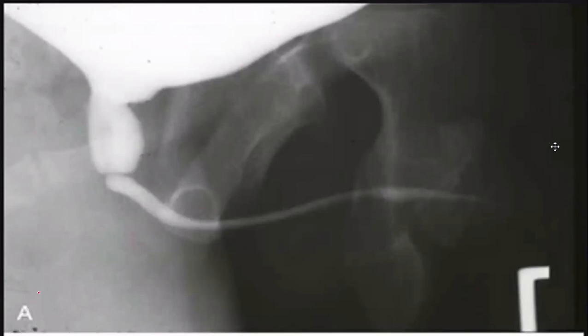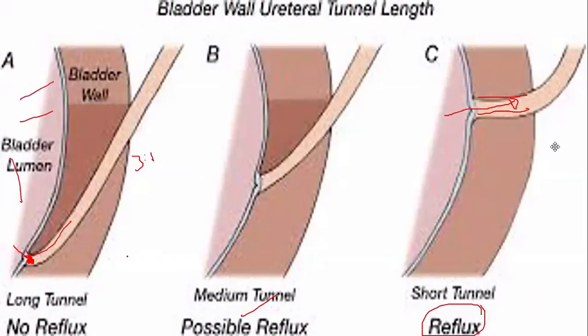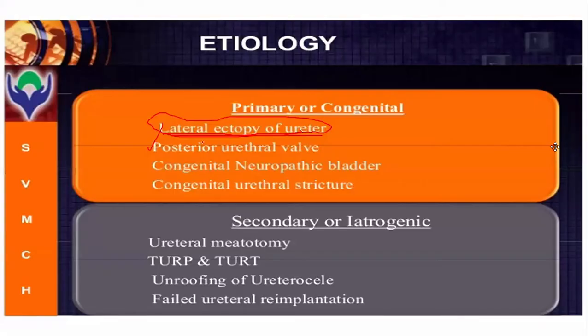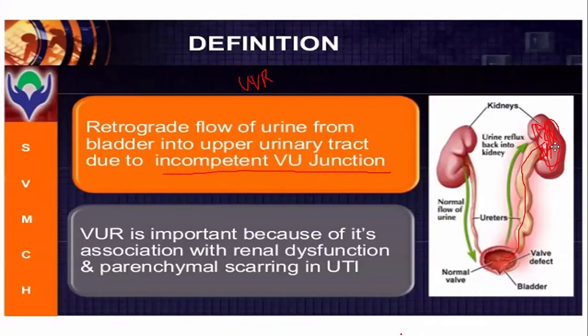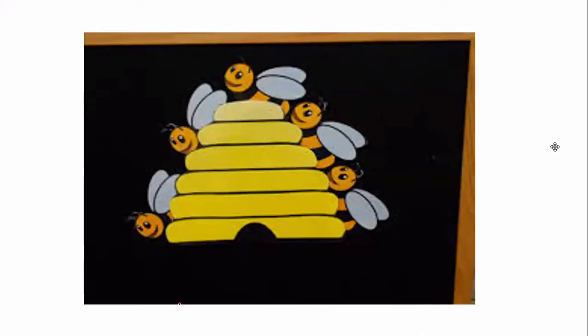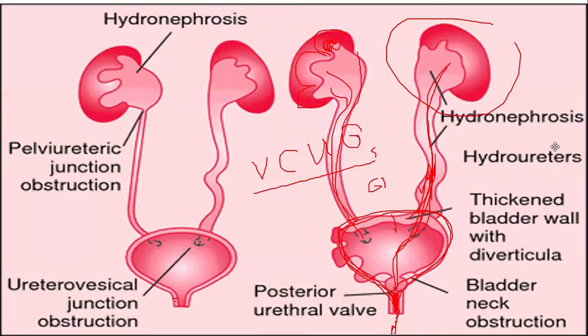Another is the presence of a posterior urethral valve. That's a problem. Normally, we do not have a posterior urethral valve in the urethra. But if you have a posterior urethral valve, that is bad, because it will be obstructing the flow of urine.